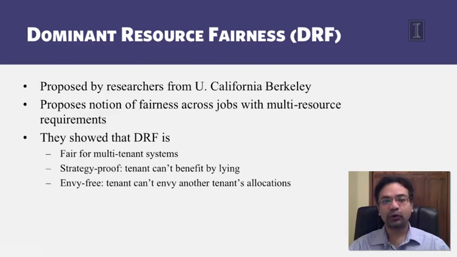It is strategy proof. This means that tenants cannot benefit by lying. So if a tenant lies about its requirements, it does not really benefit by it. It can only suffer or just stay where it is. It's also envy-free, which means that a tenant cannot envy the allocation that is given to another tenant in the system. All of these are desirable properties because they prevent tenants from strategizing and gaming the system.